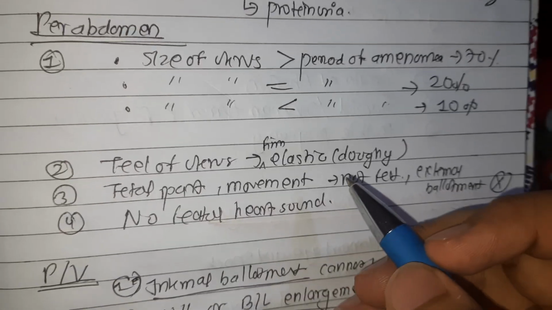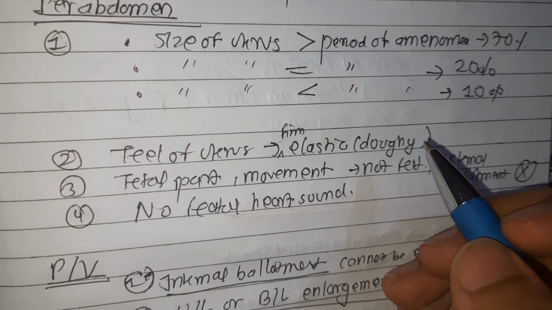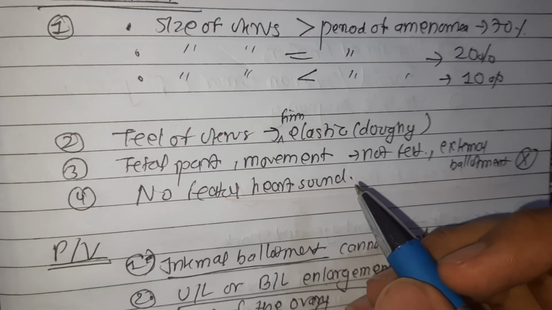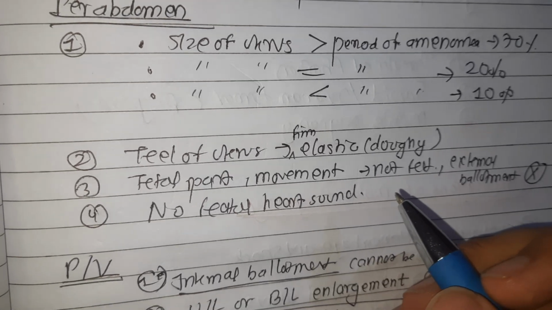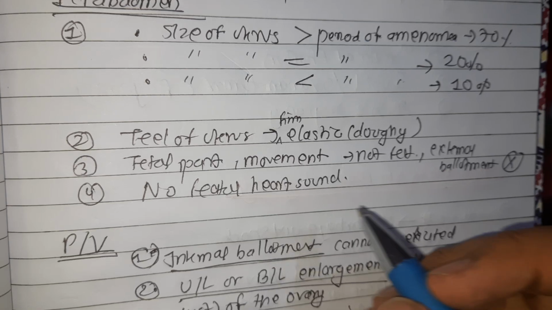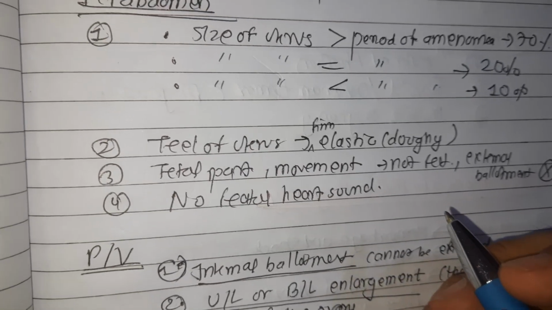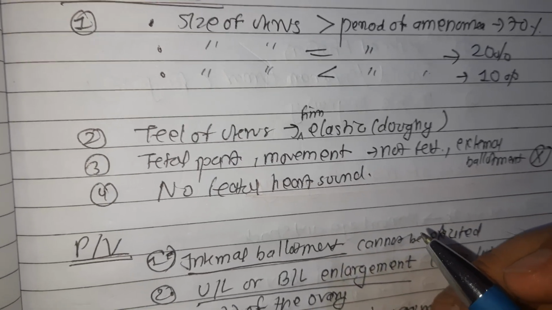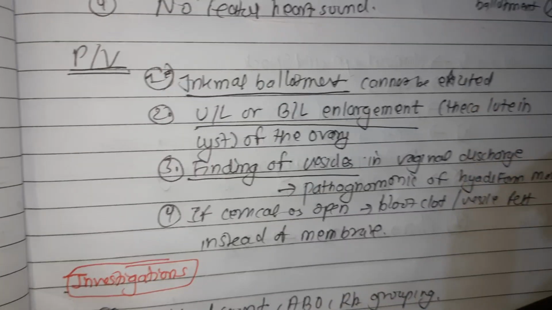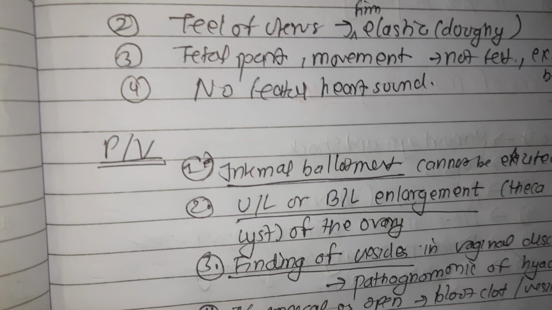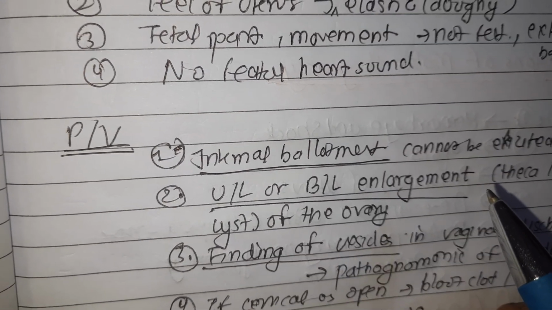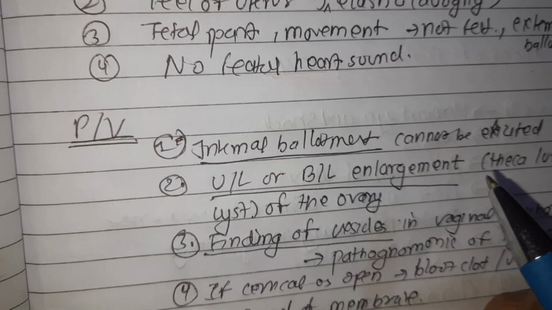And the feel of the uterus is doughy or elastic. This is due to absence of the amniotic fluid sac, and the fetal parts are not felt, nor any fetal movement. External ballottement cannot be elicited, and there is no fetal heart sound. It cannot be detected even by the Doppler effect of a cardiotocograph. The negative abdominal signs are of value when these signs should have been present depending on the size of the uterus in the particular case.